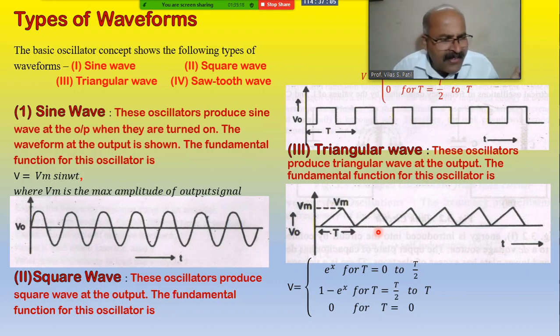फक्त बघा, साइन वेव, the oscillator produces the sine wave at the output when it is turned on, and the waveform of the output is shown. The fundamental function of the oscillatory sine wave function काय असतं माहित आहे? That is V out. अरे V out इथं दाखवलंय बघा, V out. आणि इकडे टाइमचा ग्राफ आहे.